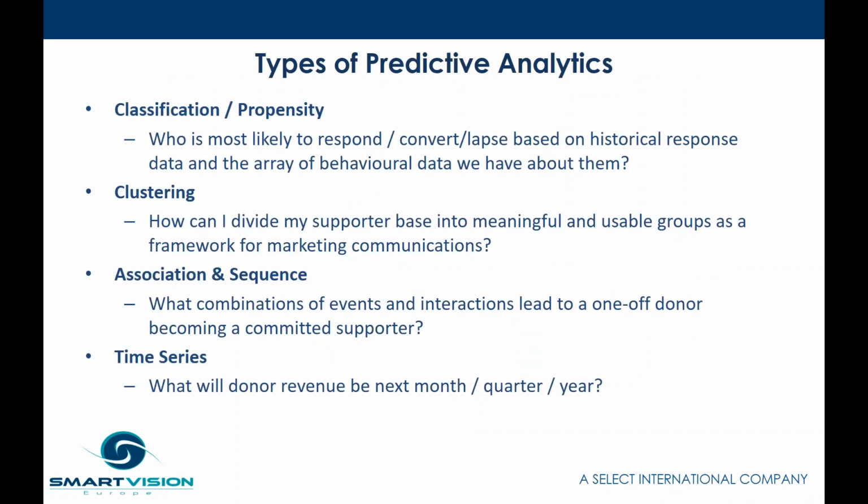So when we think about the different types of models that are out there, different approaches, we can actually break them down into about 4 different families. One is a classification of propensity, which basically means an estimation model. It means a prediction. It predicts who is most likely to respond to a campaign, who is most likely to convert to becoming a supporter after interacting, who is most likely to lapse based on historical response data. What is the array of behavioral data we have about them?